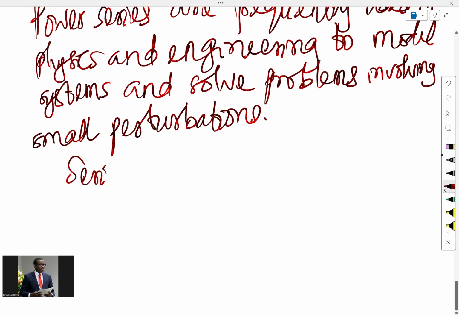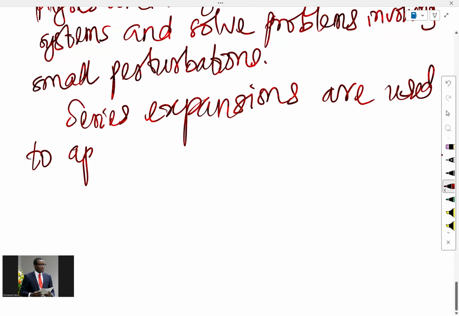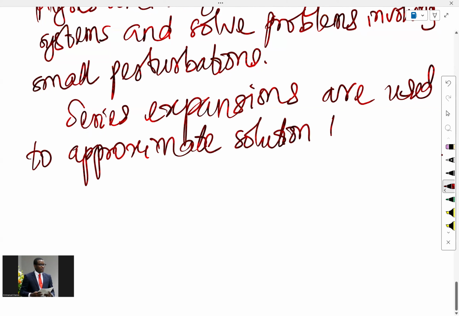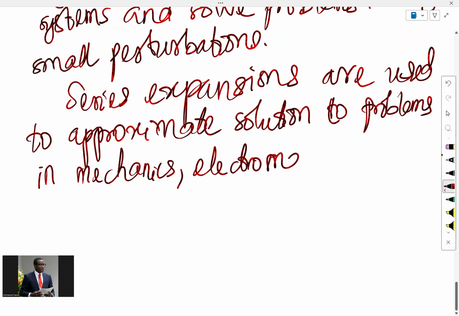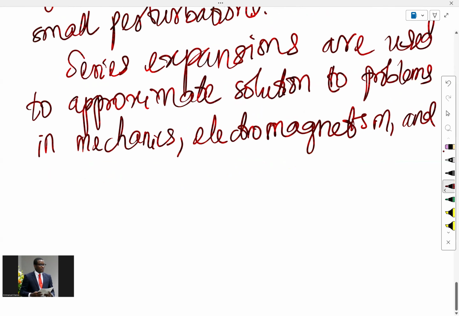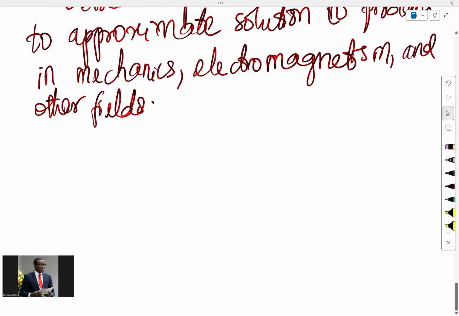Okay, series expansions are used. They are used to approximate solutions to problems in mechanics, electromagnetism, and other fields. So let's see an example.